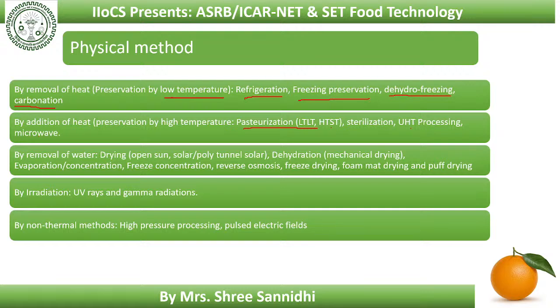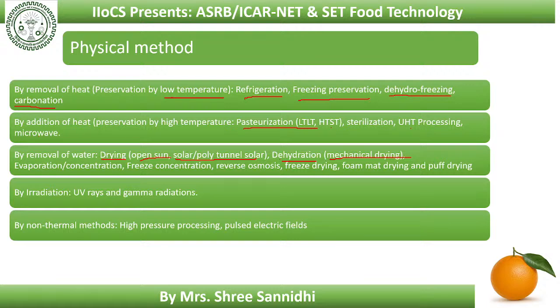Okay. So next is by removing the water. So in this method we basically use drying. So drying can be of open sun, solar or polytunnel solar drying, and various other mechanical drying methods are also there. Then dehydration. So in dehydration, we use mechanical drying methods. Then in evaporation or concentration, where we partially remove the water.